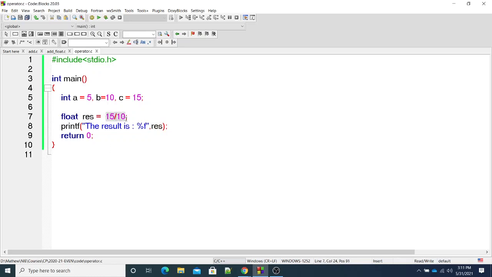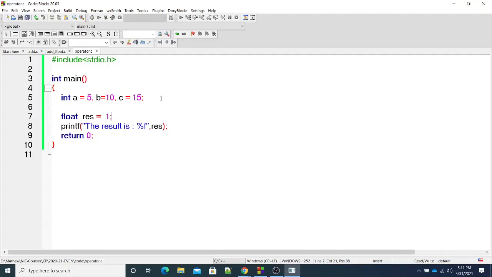So here in RHS, I have an expression having two integers. As per the rules we learned so far, since both are integers, the result is going to be an integer. That means on the RHS side, we are going to get 1. Now when I assign 1 to RES, it is a floating point type, it will become 1.0, no difference.